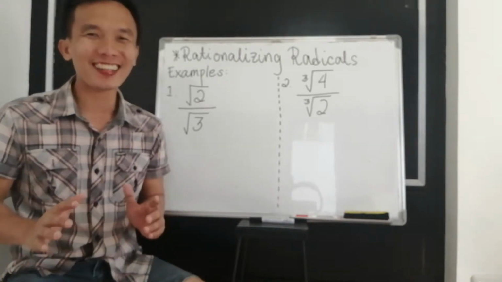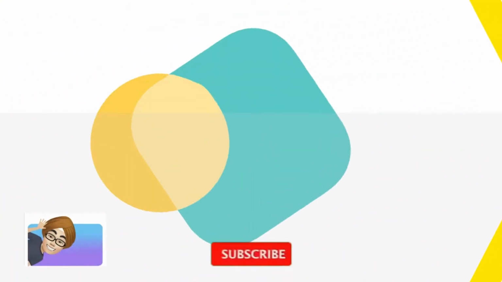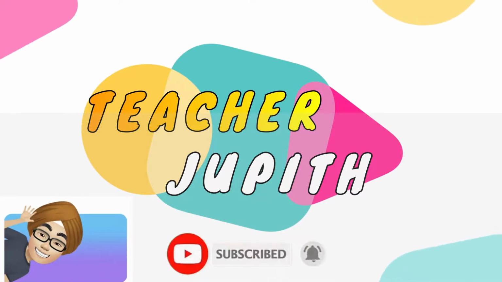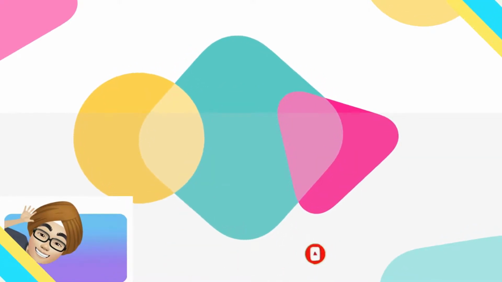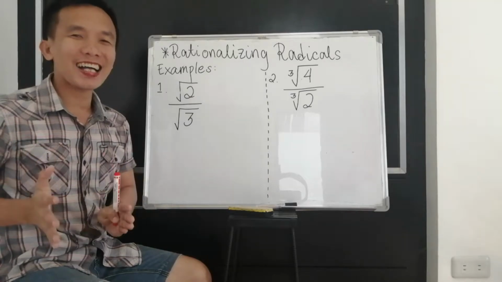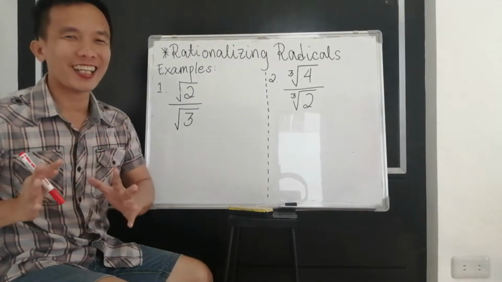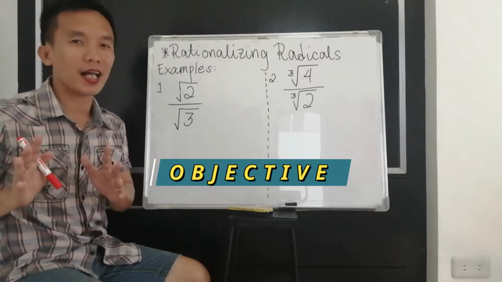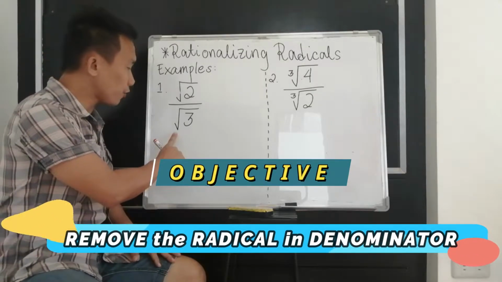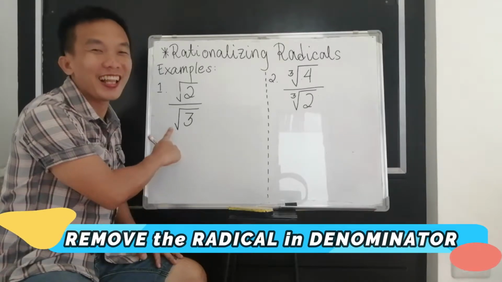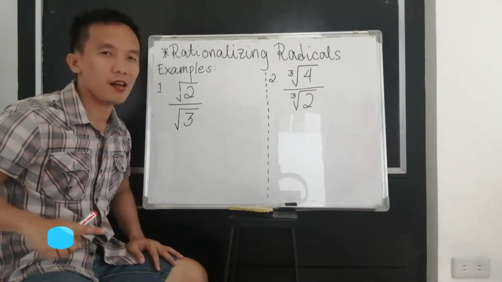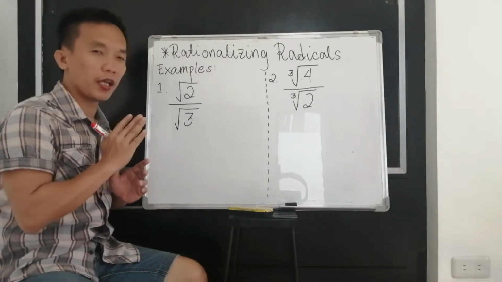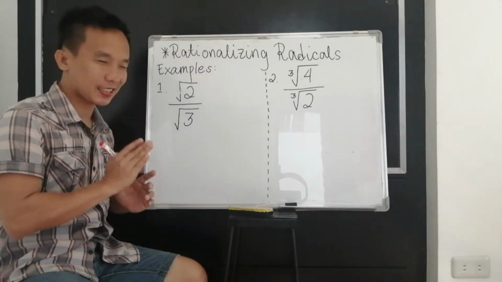So let's get started! Now, let us rationalize our radicals. The objective in rationalizing radicals is for us to remove the radical symbol in our denominator. Now, how are we going to do that? We are going to follow these steps.